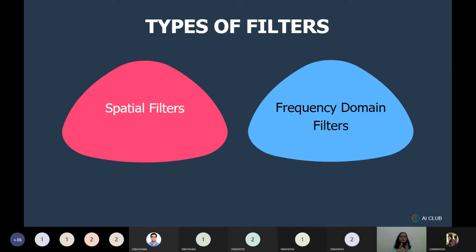There are two types of filters: spatial domain filters and frequency domain filters. Now, a small definition of the two. Your spatial domain filter includes a 2D array, which consists of the pixel values that you have given. So your spatial filter deals with everything in terms of arrays. But your frequency domain filter has Fourier transformation included within it.